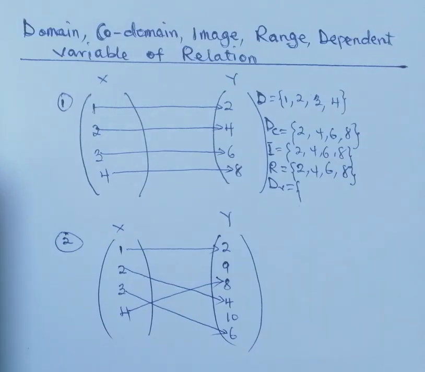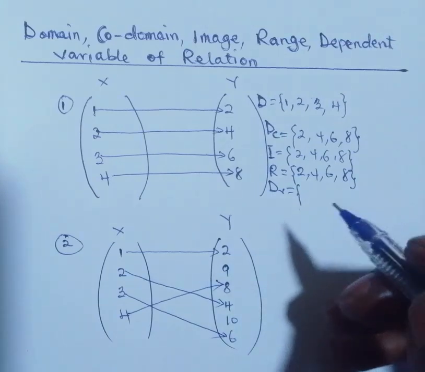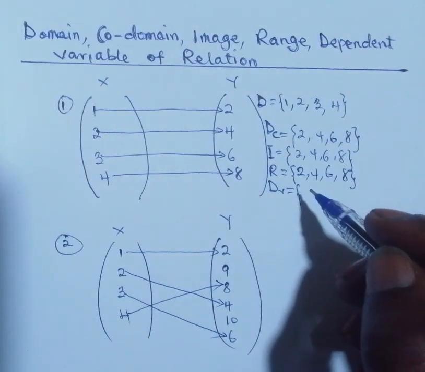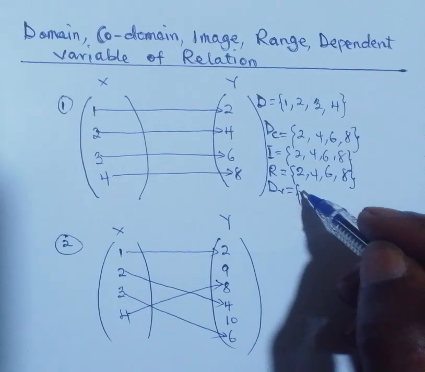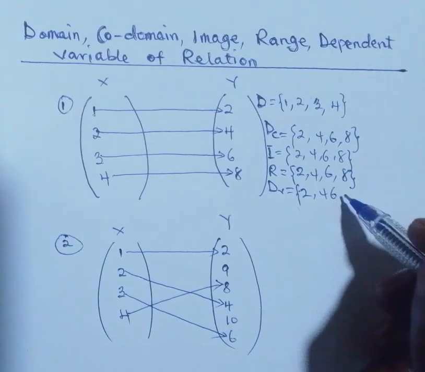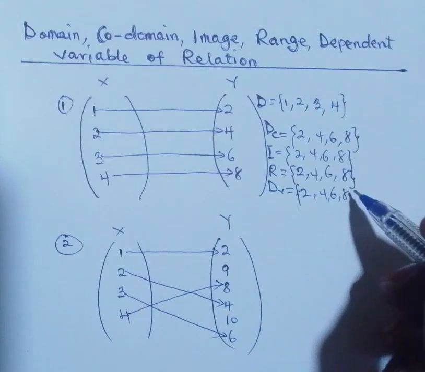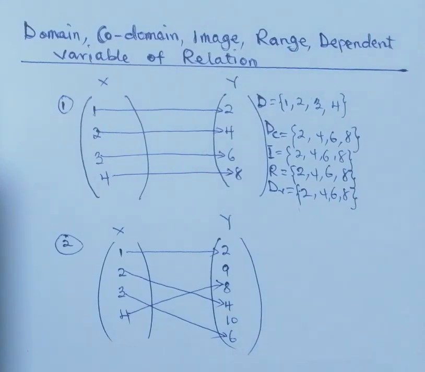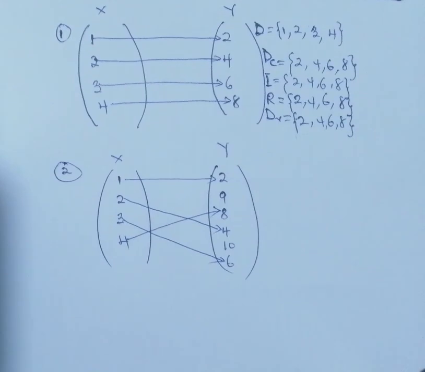So another name we can use for codomain is what? Dependent variable. So if I ask you to list elements of the dependent variable, you also write all the elements in the codomain. That's 4, 6, and 8. All right, great. Now let's look at example 2.